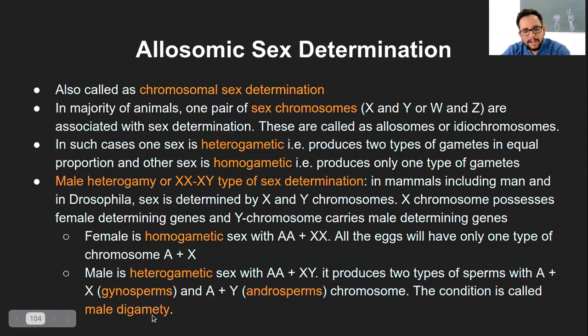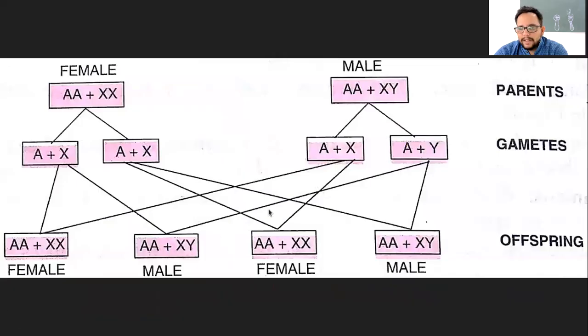Digamety is two types of gametes, so male digamety or male heterogamety. So that is the XX XY type of sex determination. Again, this is the chart. I guess you would easily recognize how it is being done. So these are the chromosomes present with the female, and the chromosomes present with the male.